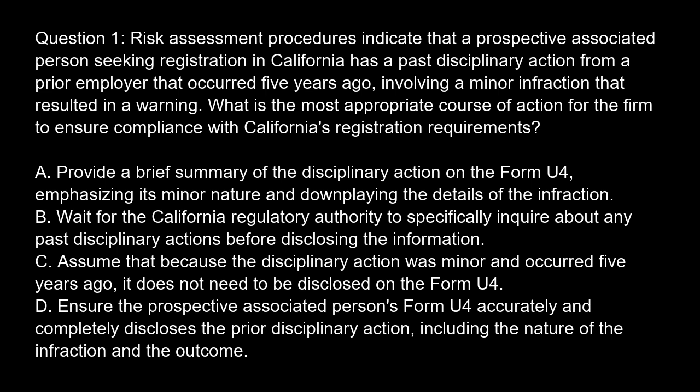Option A. Provide a brief summary of the disciplinary action on the Form U-4, emphasizing its minor nature and downplaying the details of the infraction. Option B. Wait for the California Regulatory Authority to specifically inquire about any past disciplinary actions before disclosing the information. Option C. Assume that because the disciplinary action was minor and occurred 5 years ago, it does not need to be disclosed on the Form U-4. Option D. Ensure the prospective associated person's Form U-4 accurately and completely discloses the prior disciplinary action, including the nature of the infraction and the outcome.